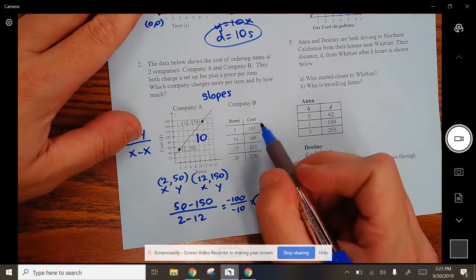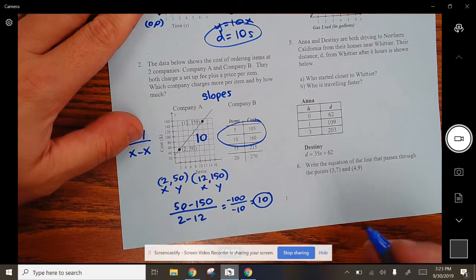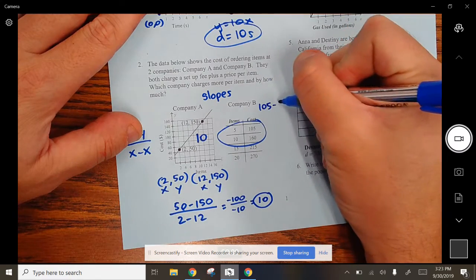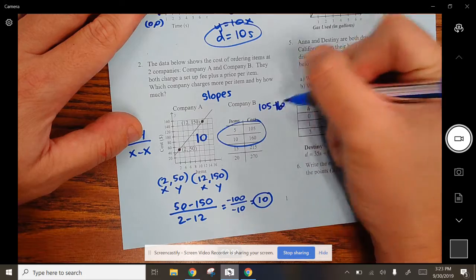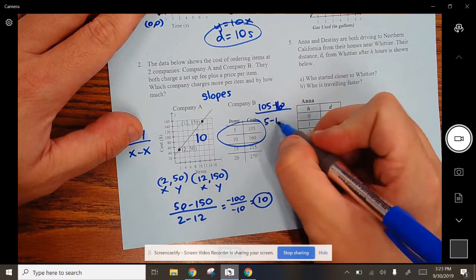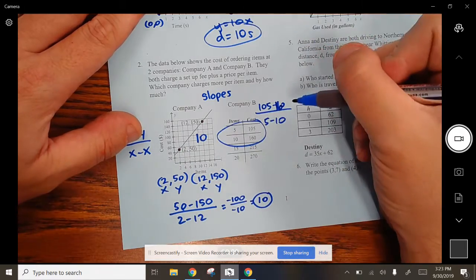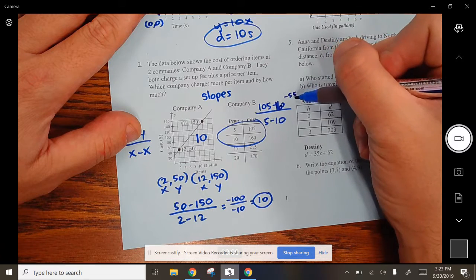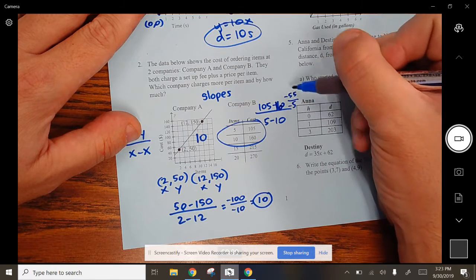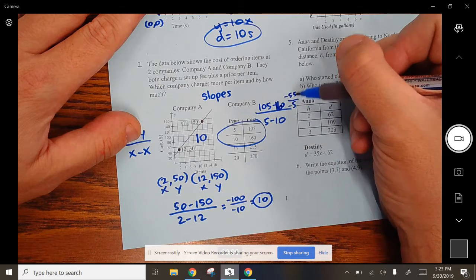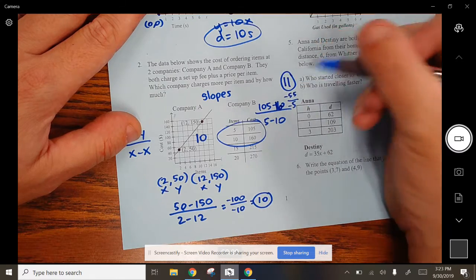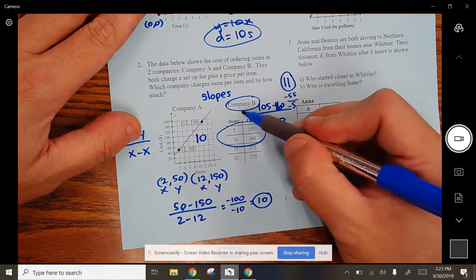Now let's go to company B. I can take the first 2 points, and I know my rule, y minus y, 160. I know it looks messy. And 5 minus 10. And this is actually going to be negative 55 over negative 5. And if you do the math here, negative 5 into 55, it's going to be 11. So this is 11. This is 10.